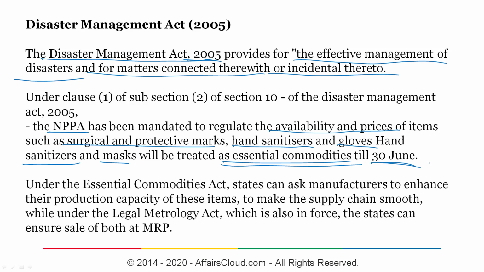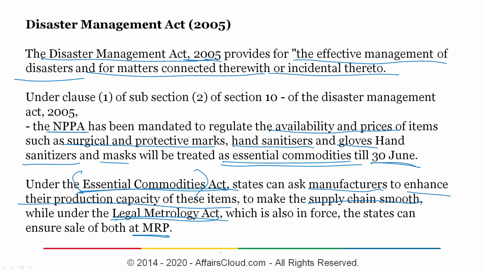Now, under the Essential Commodities Act, which is another government act, it states that the government can ask manufacturers to both enhance their production capacity of these items that have been now classified as essential commodities and to also make the supply chain smooth. Under the Legal Metrology Act, which is also now in force, the state, that is the government, can also ensure the sale of these items only at the maximum retail price.